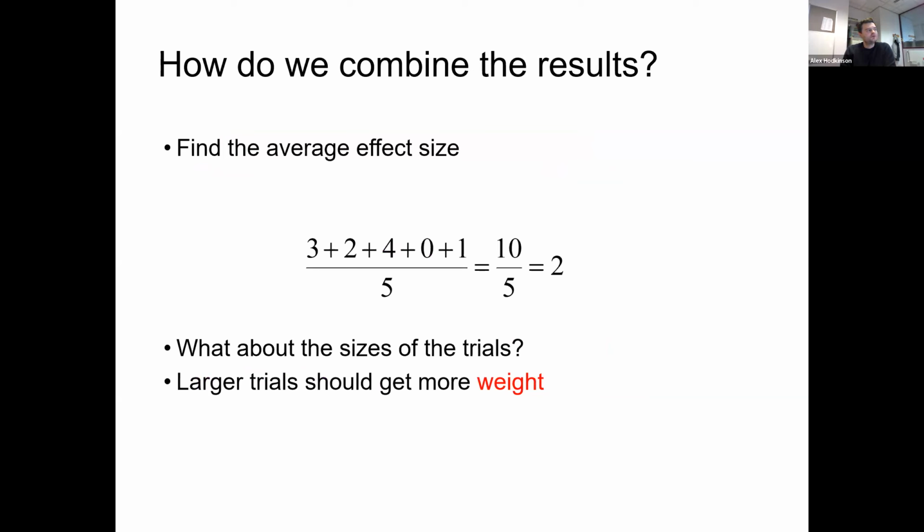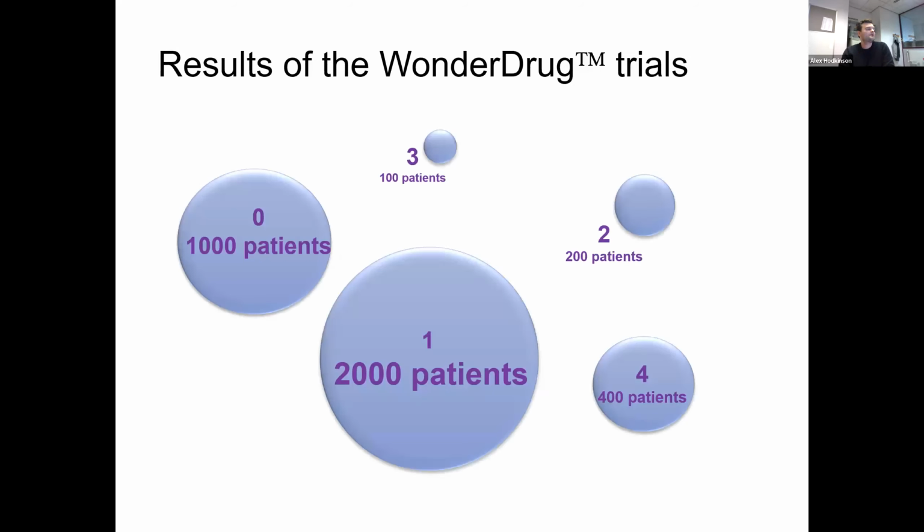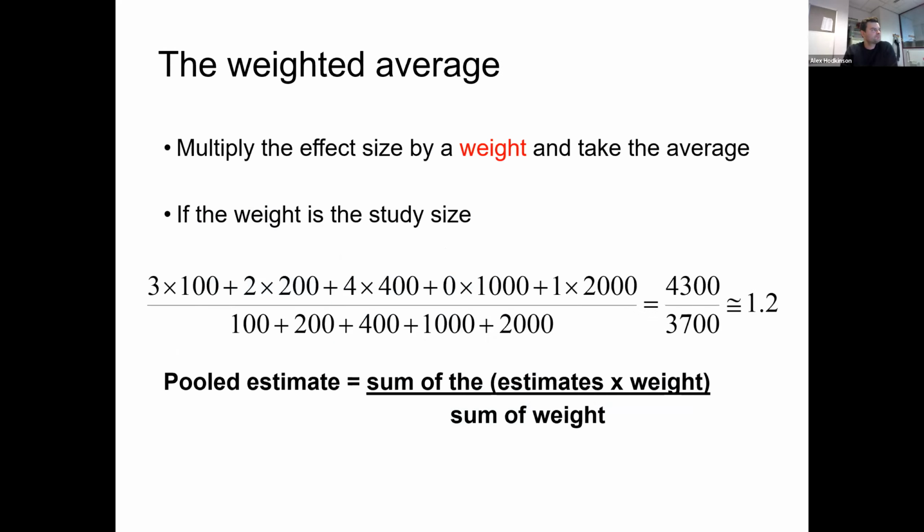Now, one way would be to take a very simple average across the studies, and we can just sum up the mean differences and divide by the total number of studies. And what we end up with is a value of 2. But this doesn't take into consideration the size of the trials. So what we need to do is find a way of how we can assign greater weight to those individual studies that are much larger. These two larger studies here, we need to think about how we can give more credence to those studies in the pooling mechanism.